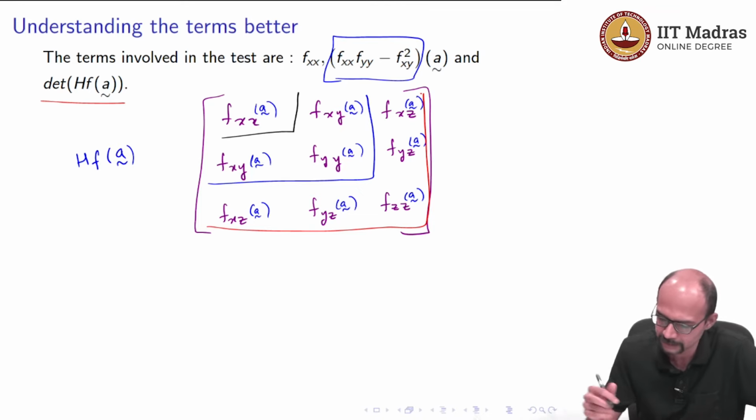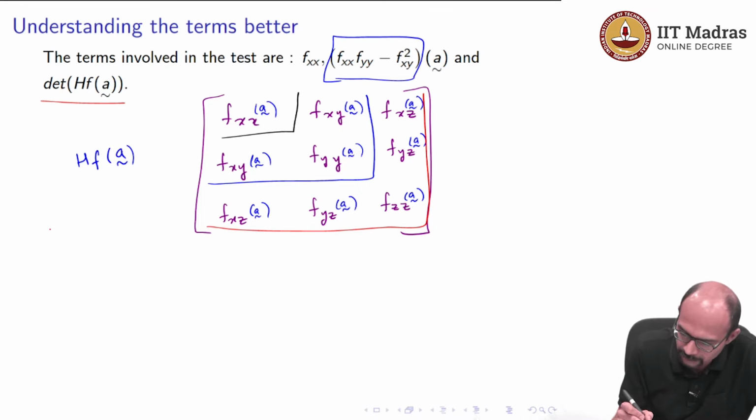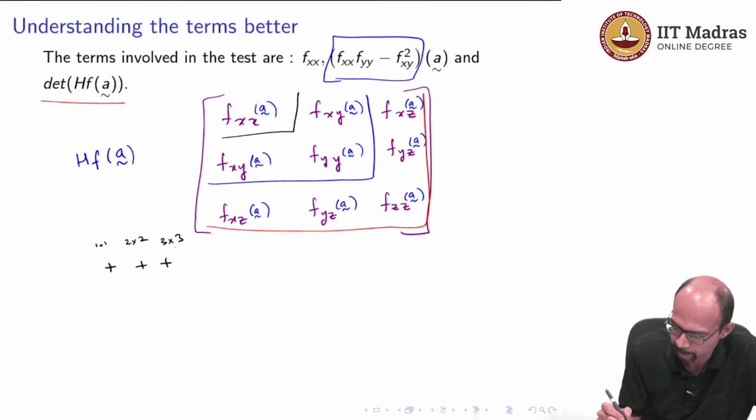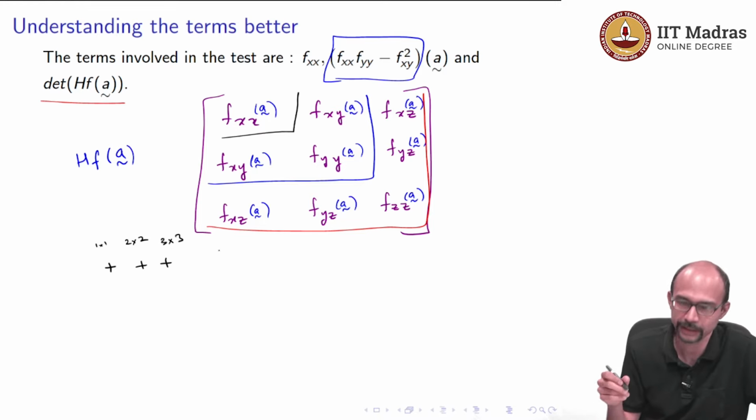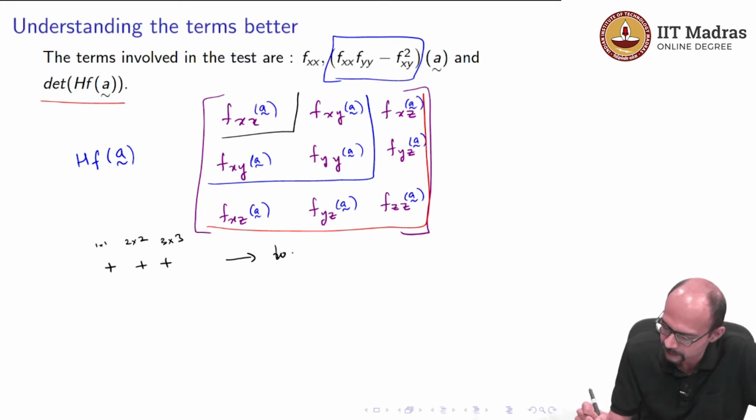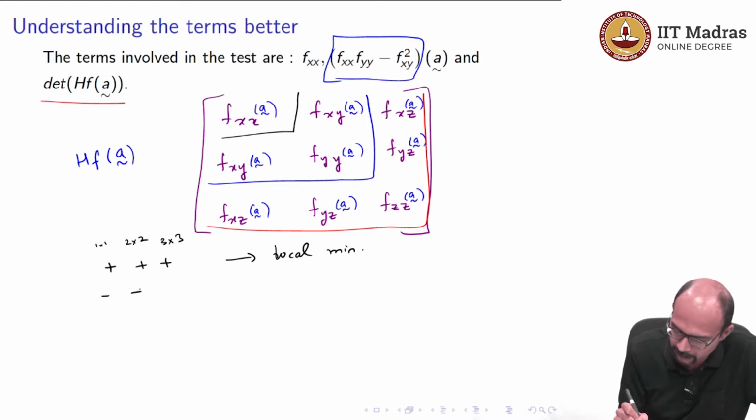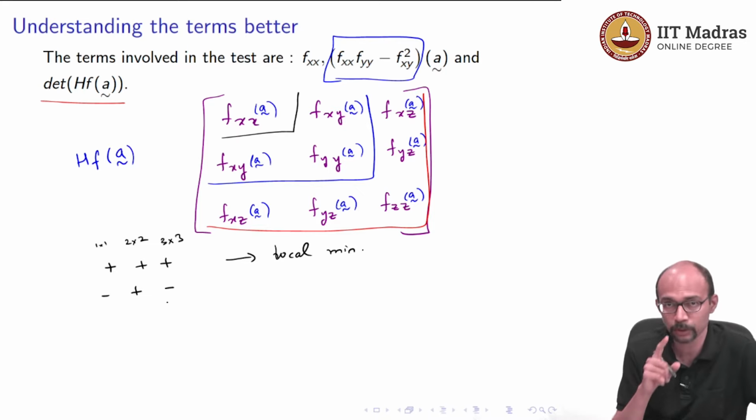Only thing is those signs we have to be careful of how they work. And what we are saying is that if the sign is plus, plus and plus, which means that this is the 1 by 1, 2 by 2, 3 by 3, if it is plus, plus and plus, that means they are greater than 0, greater than 0 and greater than 0, then this is a local minimum.